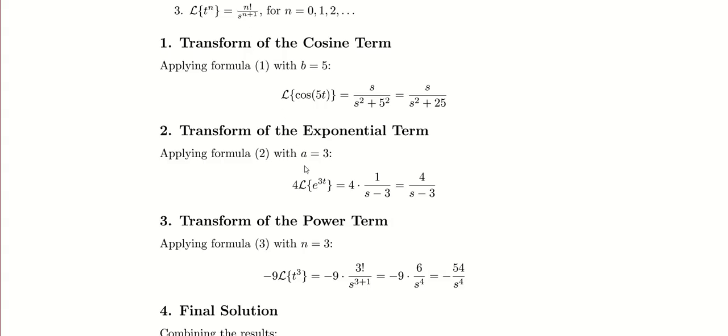And then finally, we have negative 9 times the Laplace transform of t cubed. Here, n is equal to 3, so it's negative 9 times 3 factorial over s to the 3 plus 1 power, which simplifies to negative 54 over s to the 4th.